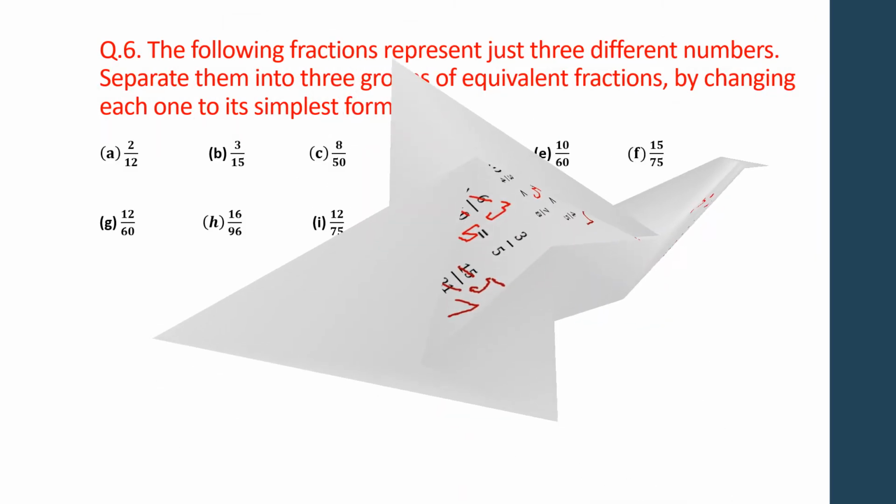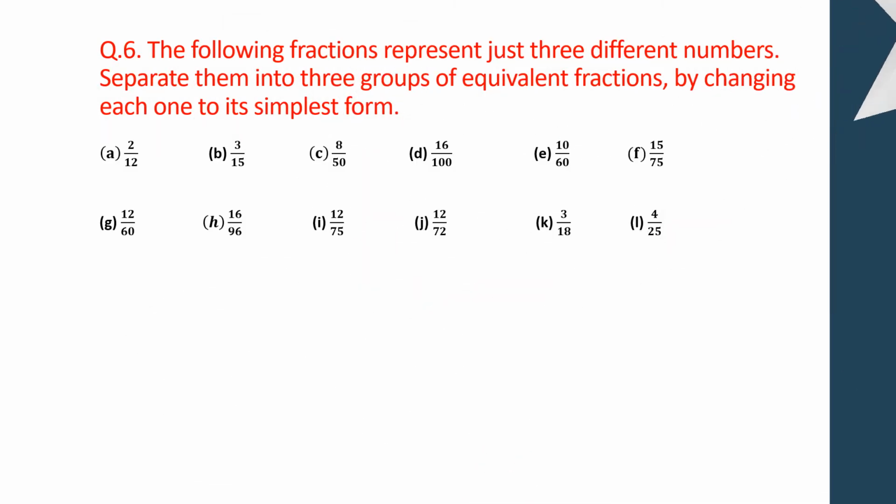Question number 6. The following fractions represent just 3 different numbers. Separate them into 3 groups of equivalent fractions by changing each one to its simplest form. Let us start, and it is a quick calculation process here.